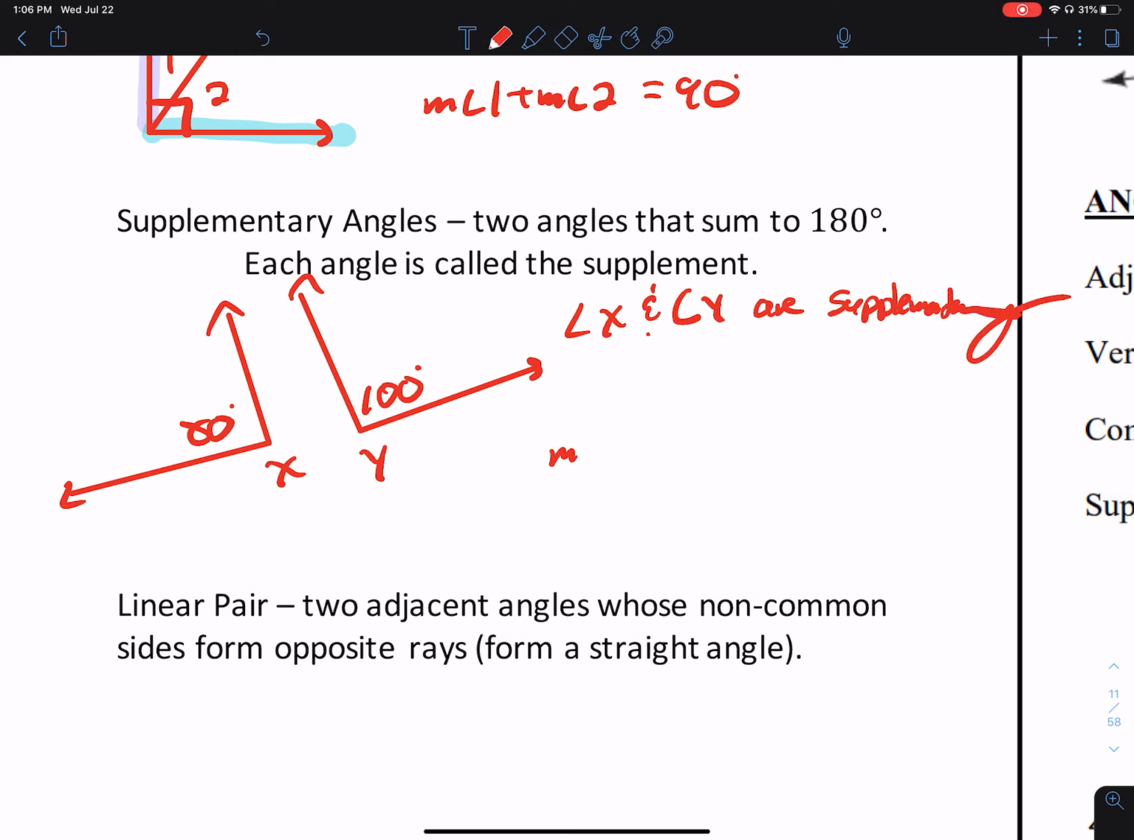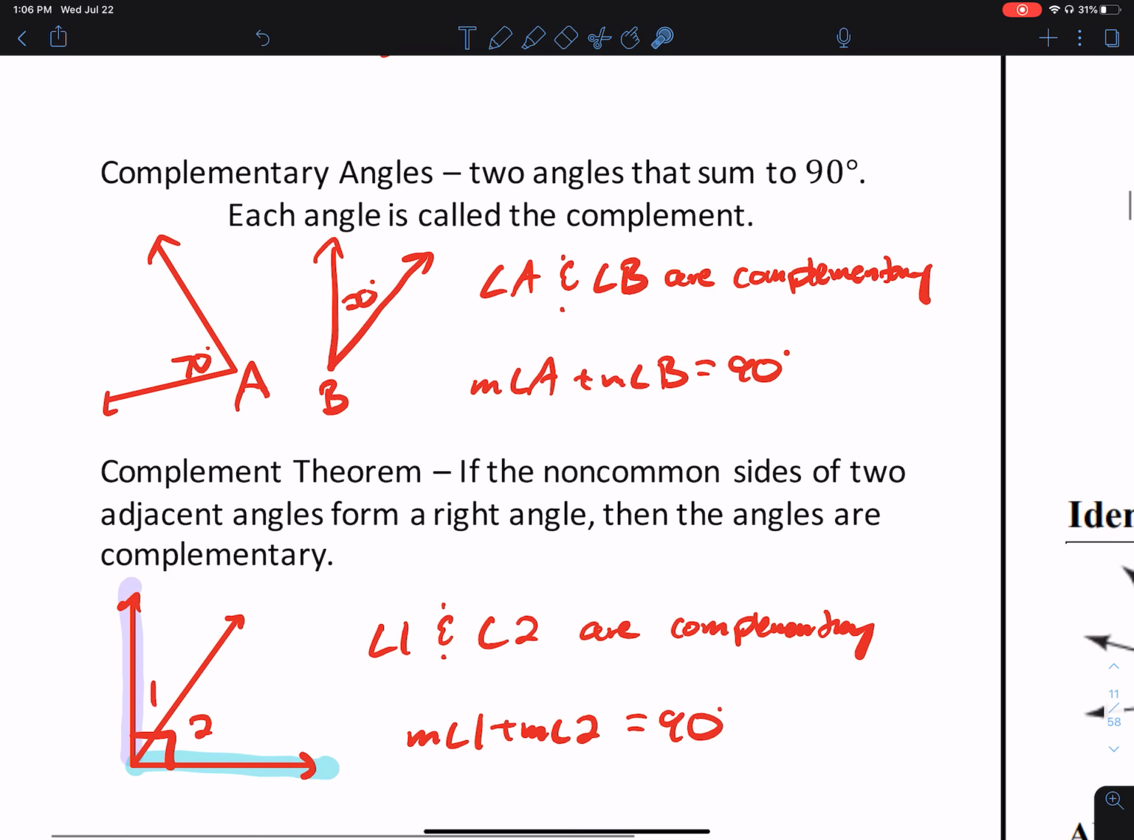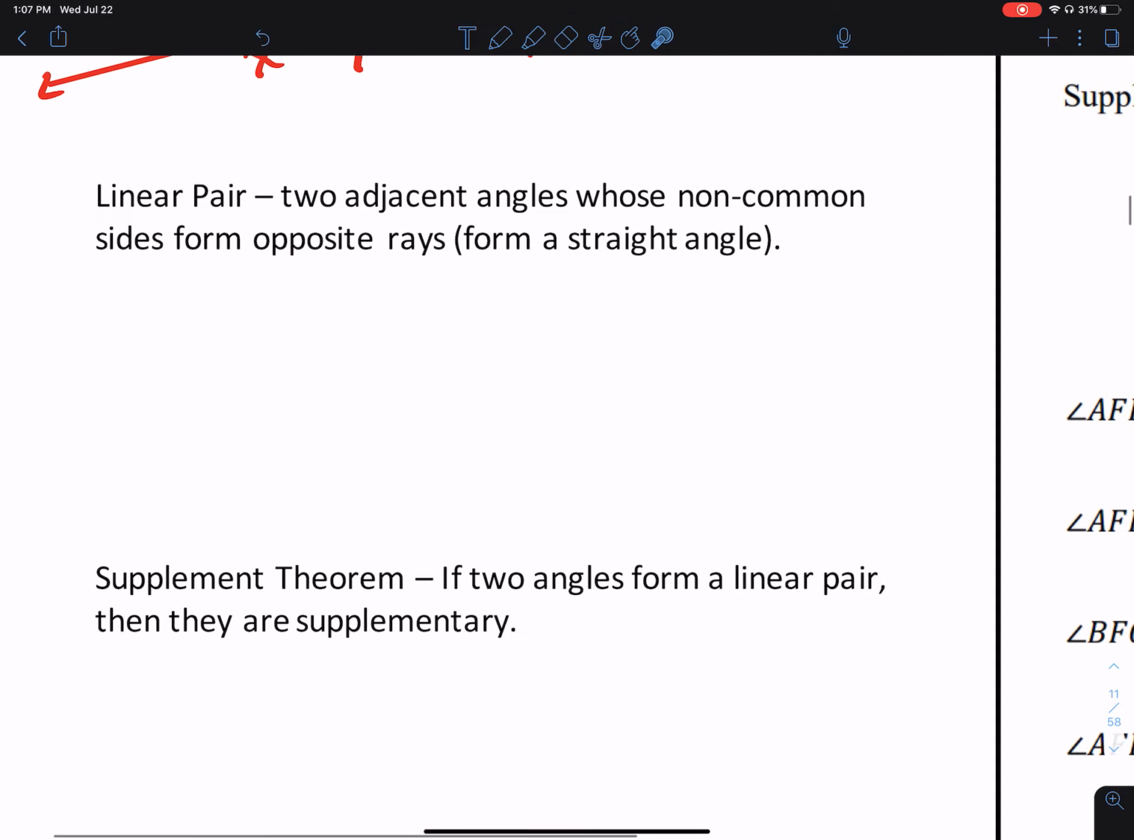Supplementary because if you add their measures together, you get 180 degrees. Each angle is called the supplement. So if you have angle X, its supplement is angle Y. If you start with angle Y, its supplement is angle X. Same thing with complement. Given angle A, angle B is its complement. Given angle B, angle A is its complement. It's the other angle that when you add it, you get the 90 or 180 degrees.